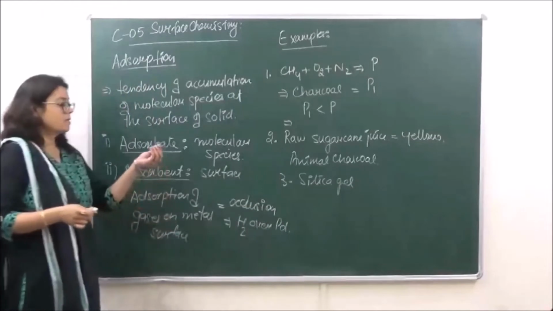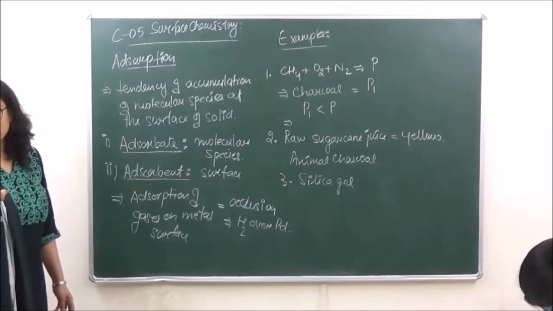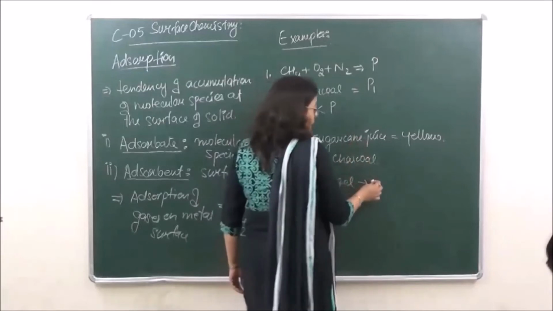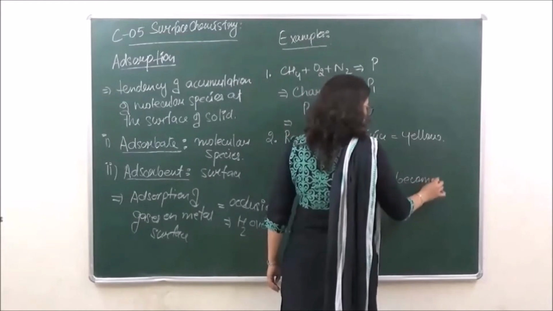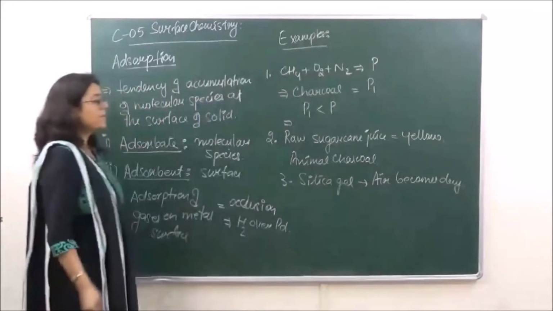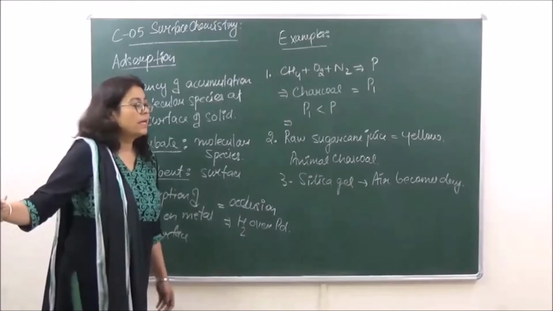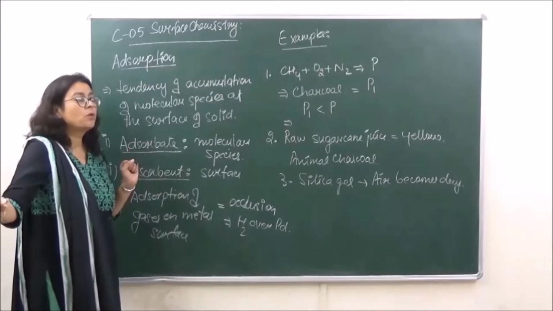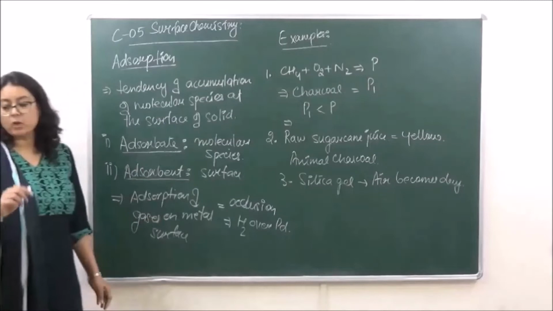silica gel is small granules of silicon or silica. Okay? If we are taking these, we see that the air surrounding this silica gel becomes dry. Now this dryness of air is because of what? It is because the silica gel has absorbed the water molecules on its surface. Okay, so these are a few examples of adsorption.